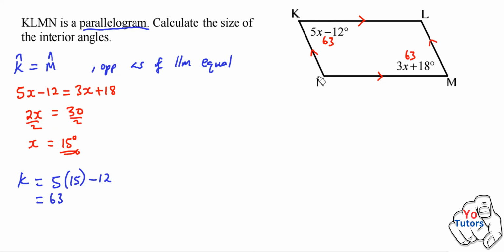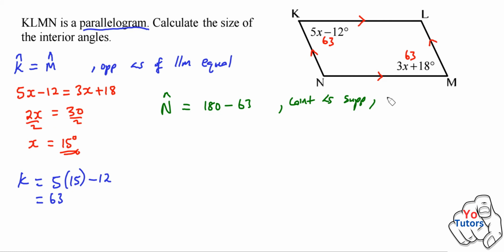We're going to see, oh, we need to get our n. What is our n going to be? Our n is going to be equal to 180 minus 63. Why? Co-interior angles are supplementary. So the co-interior angles, they are supplementary. When you're saying they are supplementary, they add up to 180.